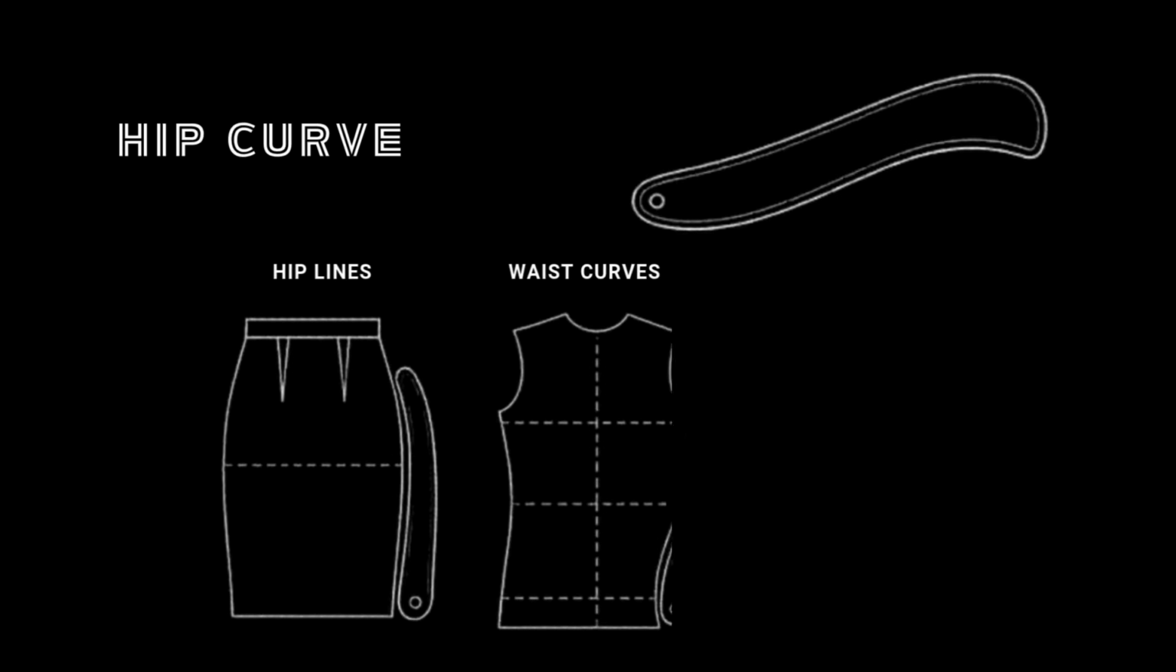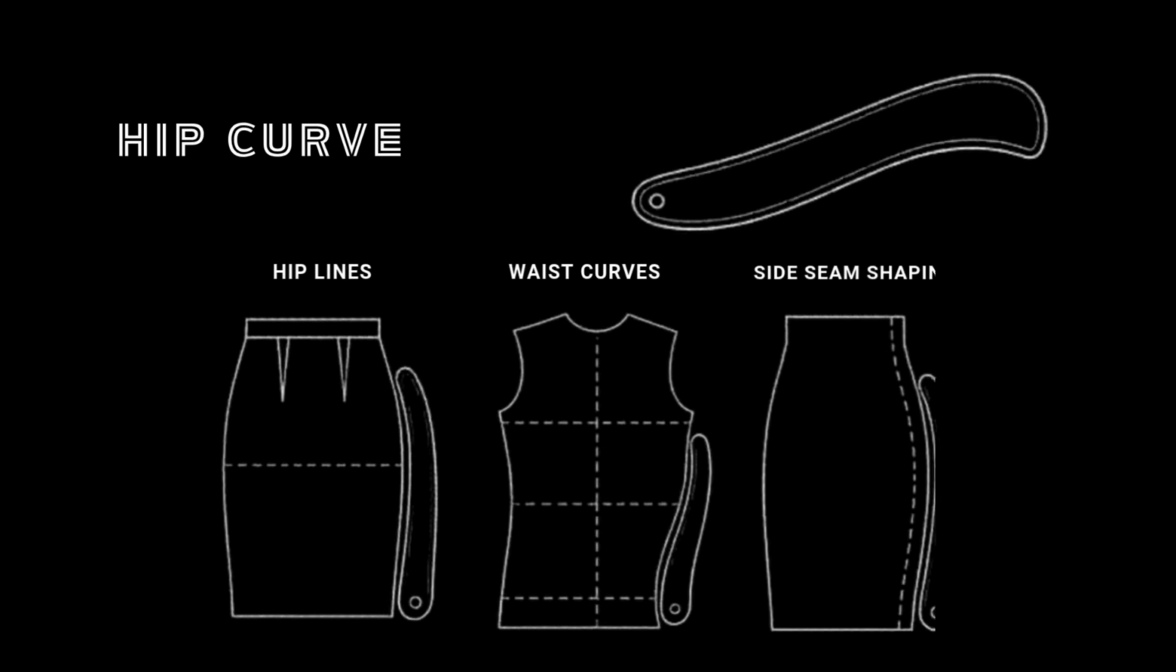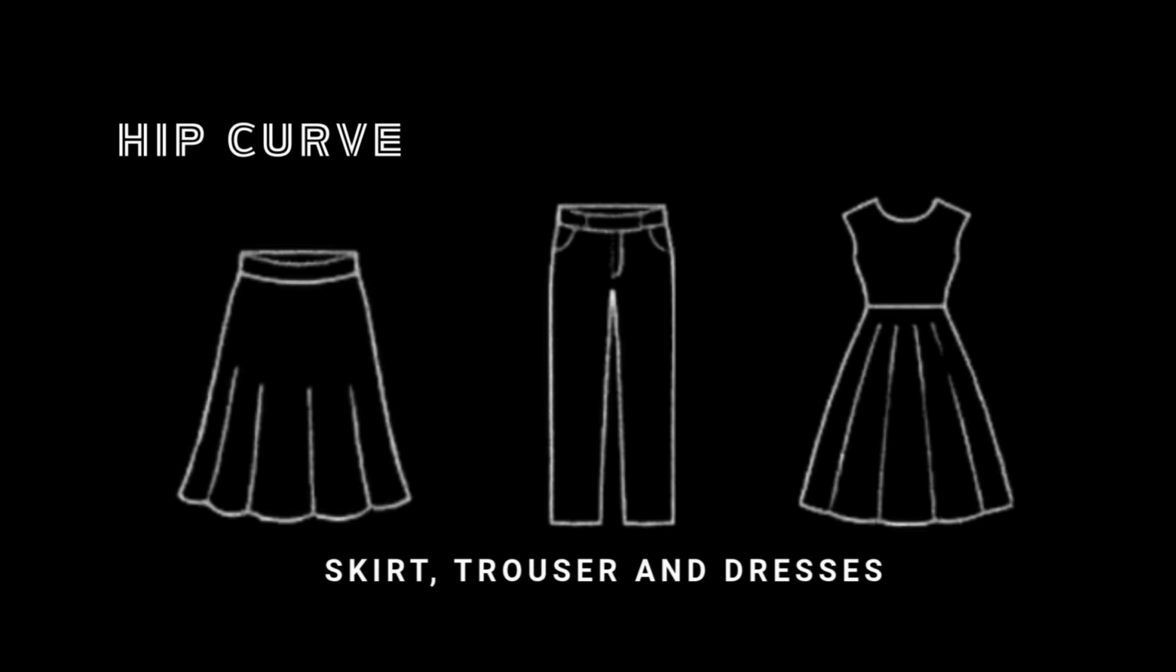Next, we have a hip curve. As the name itself says, a hip curve is specially used to draw a hip line, waist curve, and side seam shaping. This tool is very helpful while drafting skirts, pants, and dresses.